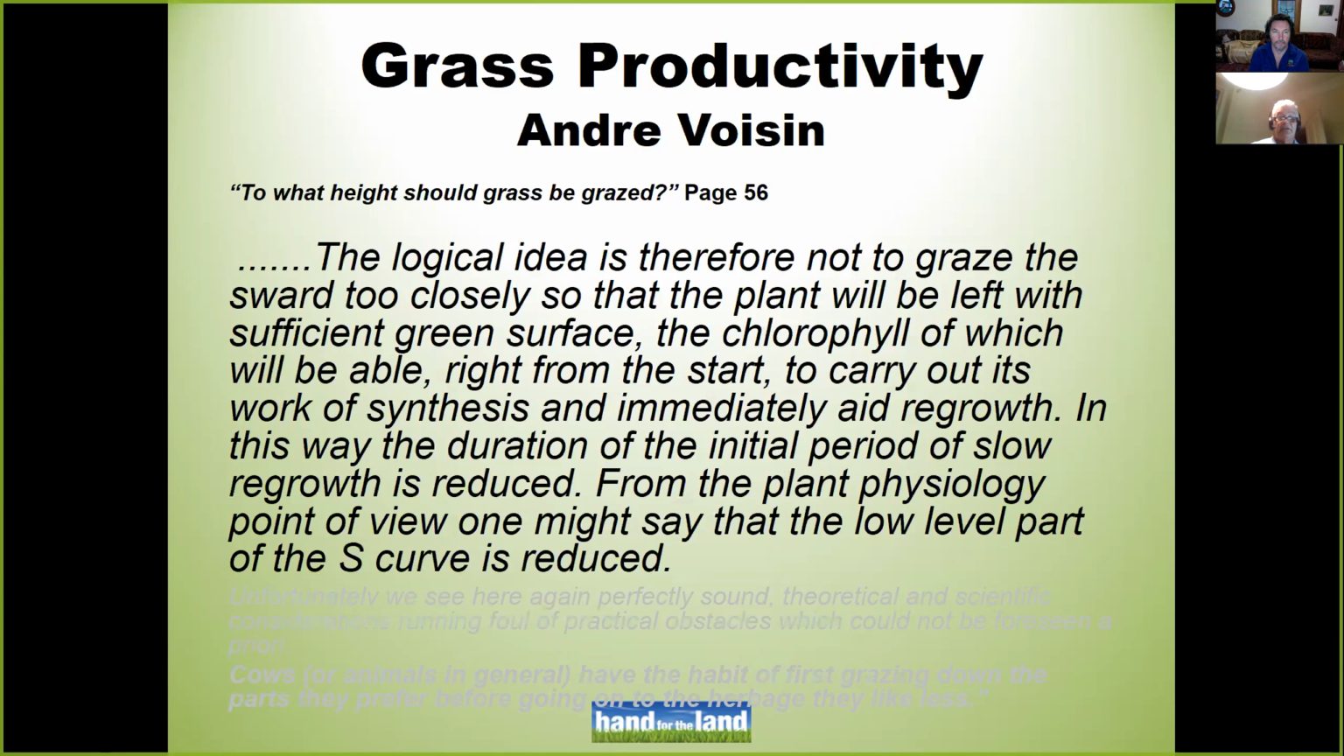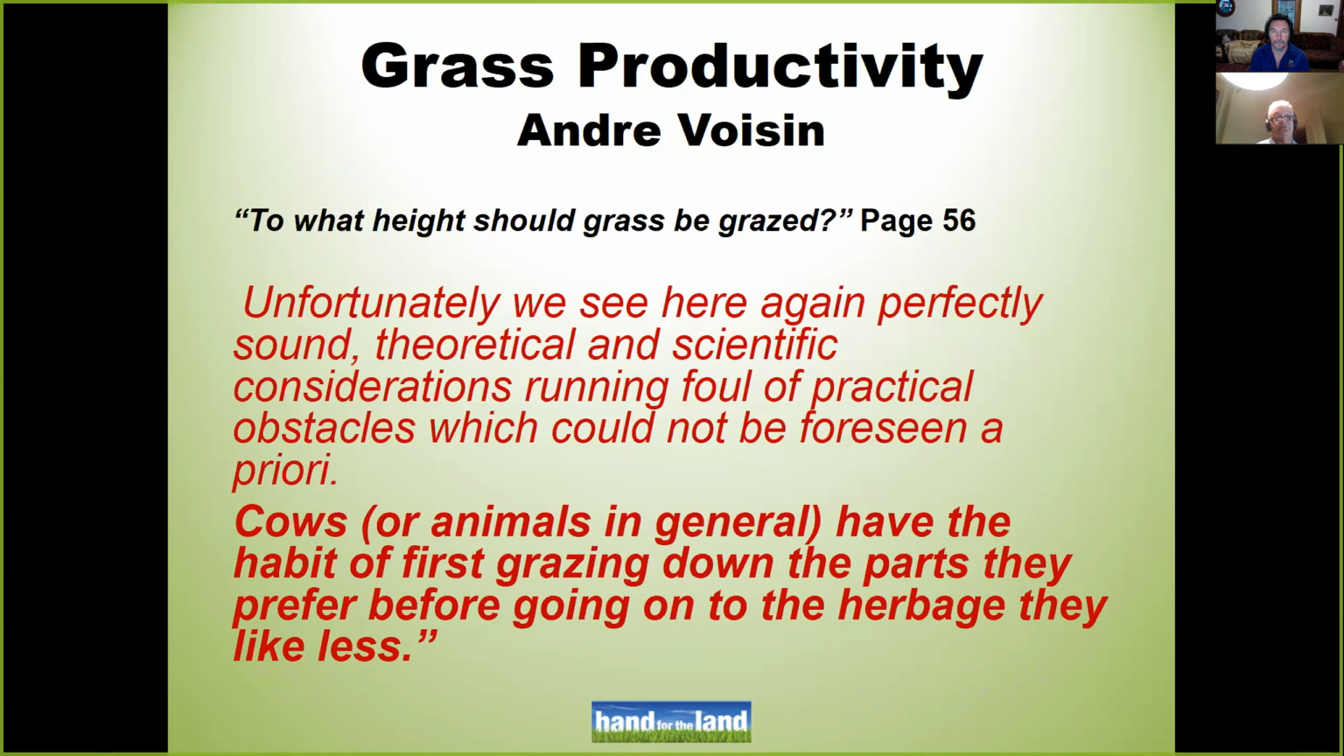A lot of people talk about the sigmoid curve and not taking it down into phase one and things like that. But the next part is crucial: we see here perfectly sound theoretical and scientific considerations running foul of practical obstacles. The reason I could always remember that was because I had to look up what a priori meant. So why did that stick in my head? Oh, now I remember, because it's got a priori in it. So prior to doing the experiment, you couldn't work out that isn't the way it works.